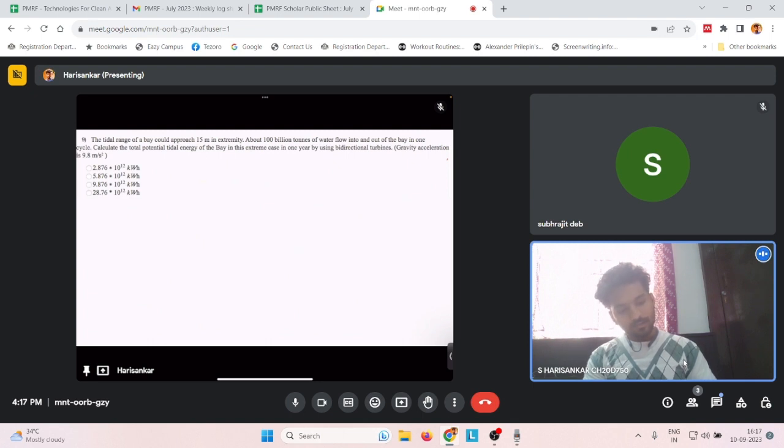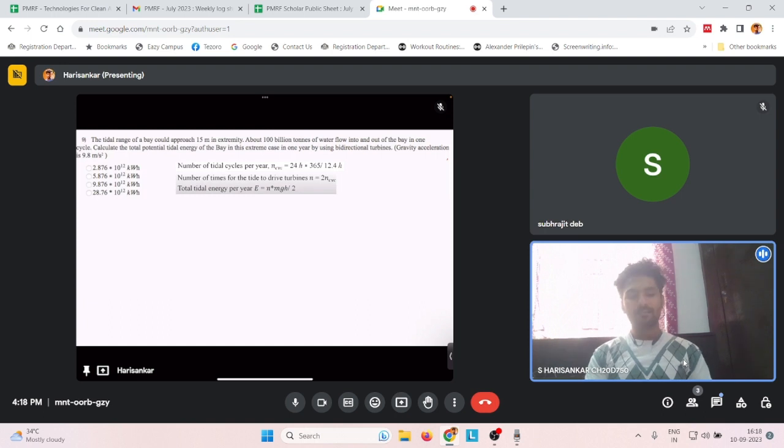The tidal range of a bay could approach 15 meter in extremity. About 100 billion tons of water flows into and out of the bay in one cycle. Calculate the total potential energy of the bay in this extreme case in 1 year by using bidirectional turbines. Gravity acceleration is 9.8 meter per second square. To find this, we have been given these hints basically. As I said, during the lecture we have an equation to find the tidal cycles per year.